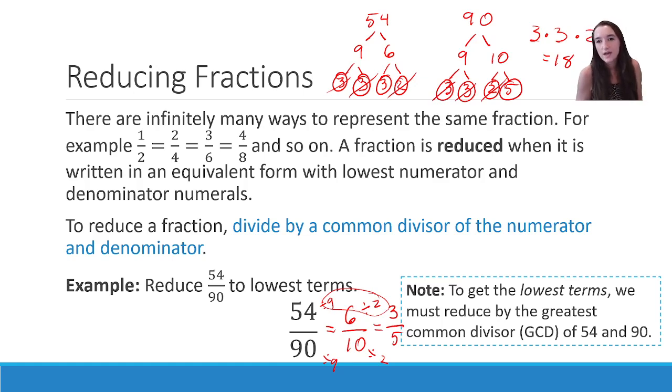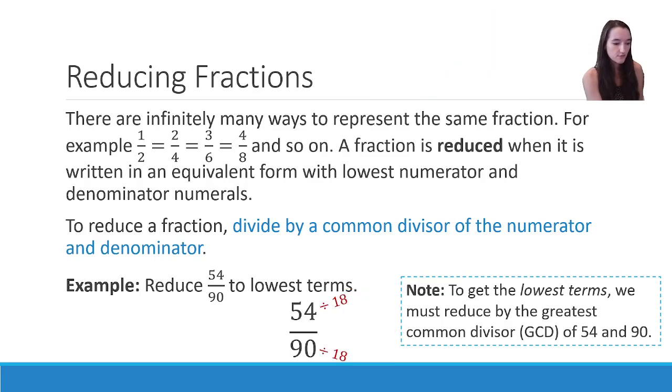It's just one way to find that GCD if you're working with high numbers where you don't really know where to start. Breaking them down is just one way to find the best possible thing to divide by, so you only have to do that division one time. But 54 divided by 18 is 3, 90 divided by 18 is 5, so it's 3/5.